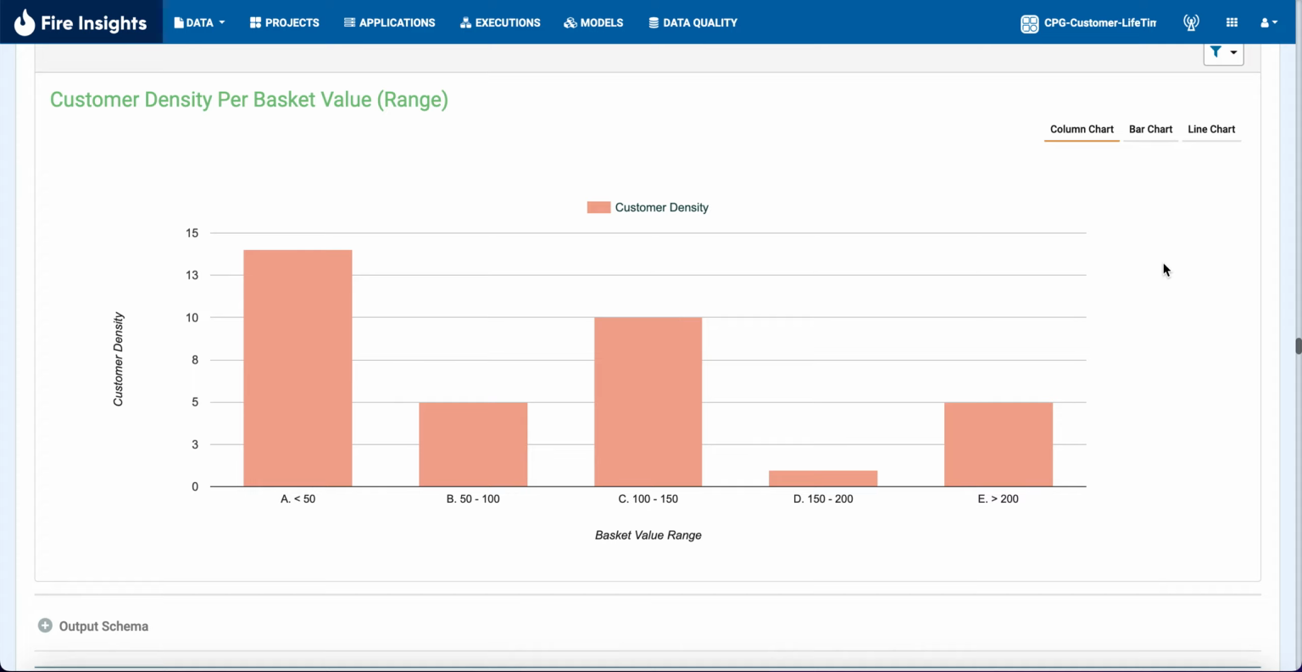In this graph, we have the customer density and the basket value range. This is the average value split up into different cohorts of each customer's basket as they check out. We can see that for most customers, their basket has a value of less than $50, while another cohort of customers makes purchases between $100 and $150.